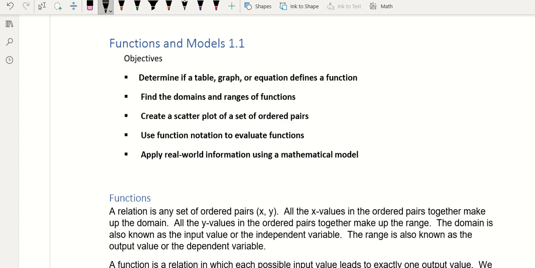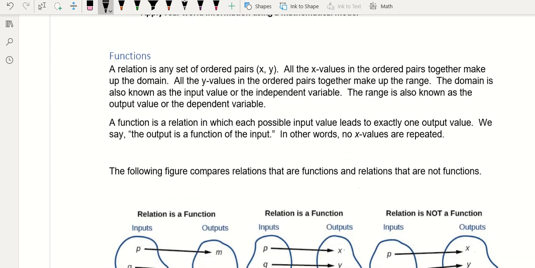Good day, good people. This video is on functions and their models. You can use this video for mathematical modeling and/or college algebra. So if we could jump right into it, functions.